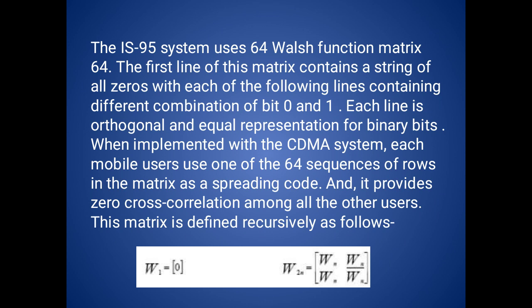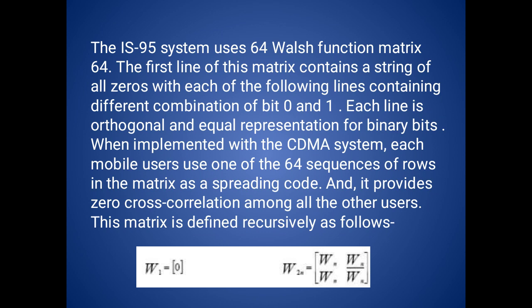Each line is orthogonal and an equal representation of binary bits. When implemented with a CDMA system, each mobile user will use one of the 64 sequences of rows in a matrix as a spreading code. What is it telling? Each line will be orthogonal and an equal representation of binary bits.